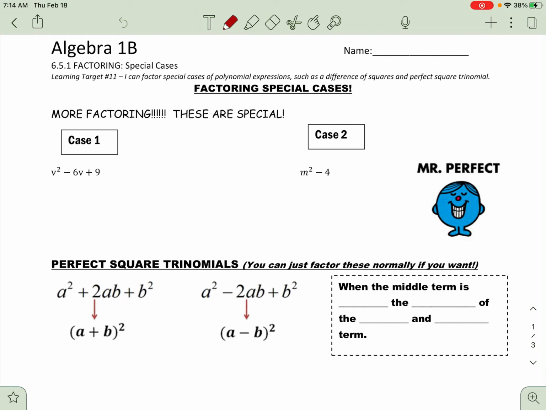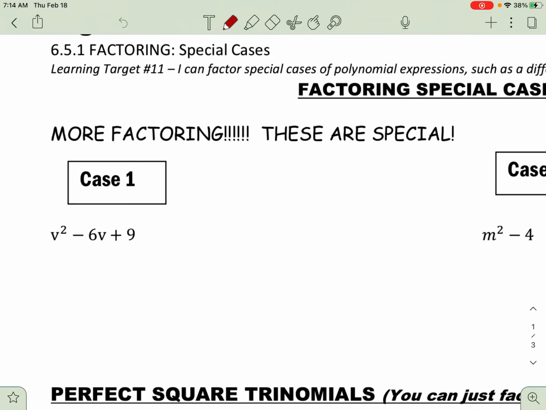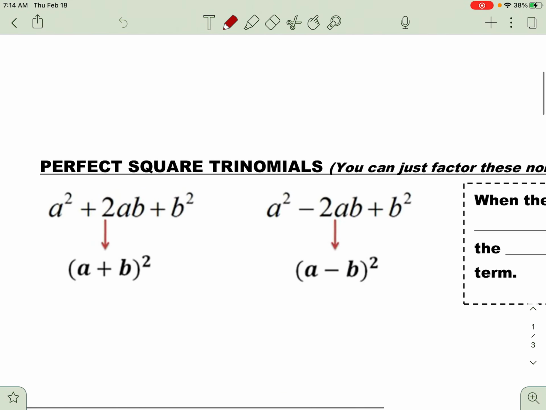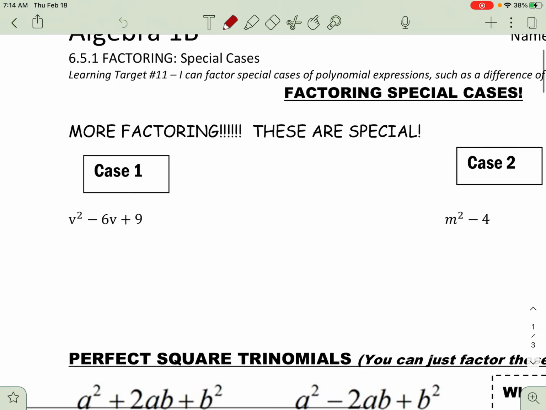So for special cases, basically what we're doing is we're just looking at ways that we can factor quadratic trinomials. But in certain circumstances, as you'll see in case 1 and case 2, there are going to be very quick ways to solve them where you don't even really have to factor it if you know and kind of catch the pattern here. So let's just take a look here.